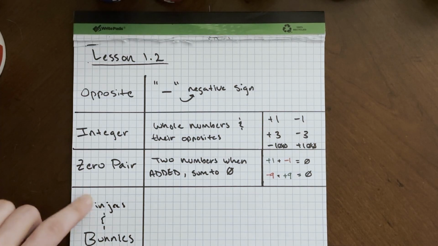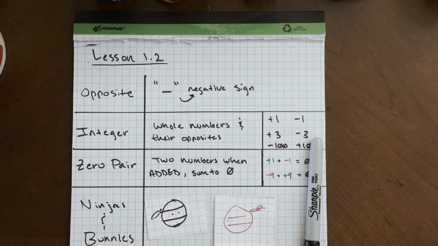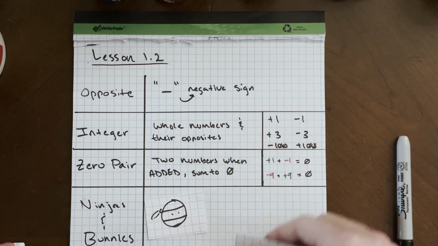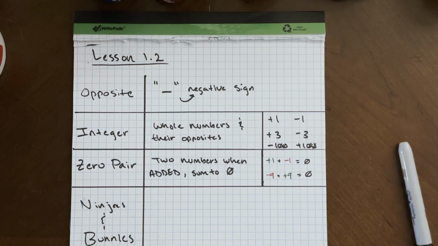Ninjas and bunnies are a couple ways you can think about visualizing positive and negative numbers. I did not use ninjas in this video. I use bunnies instead, but ninjas work, and anything that you feel works, so long as you're choosing two colors that are not the exact same.